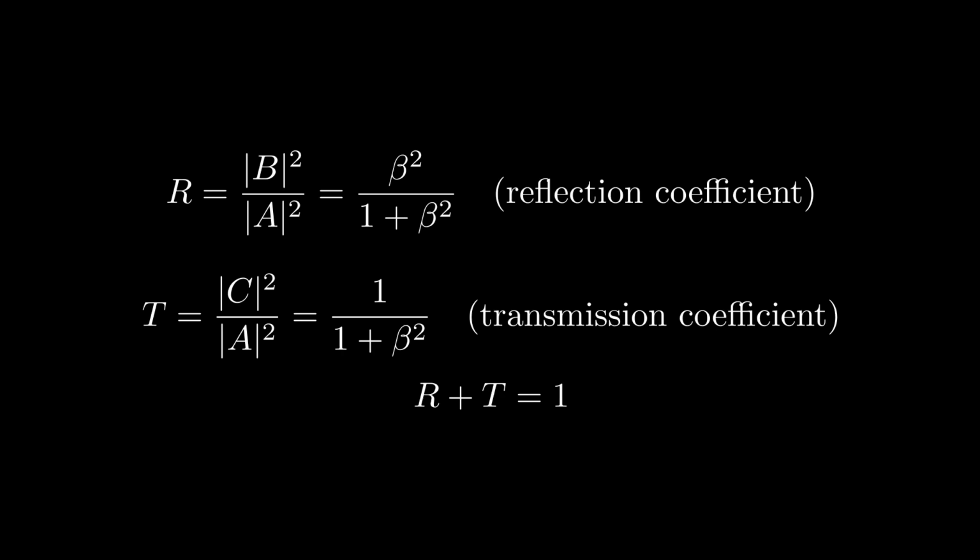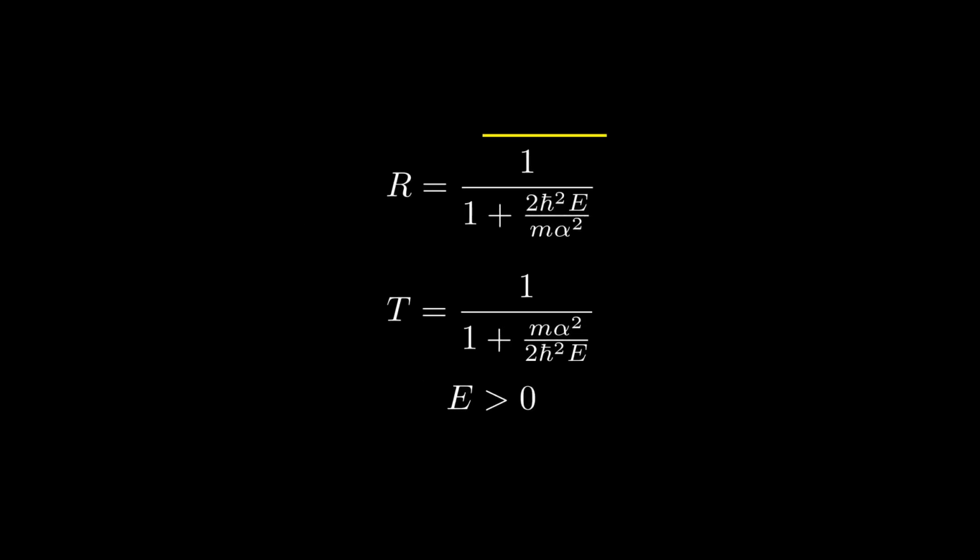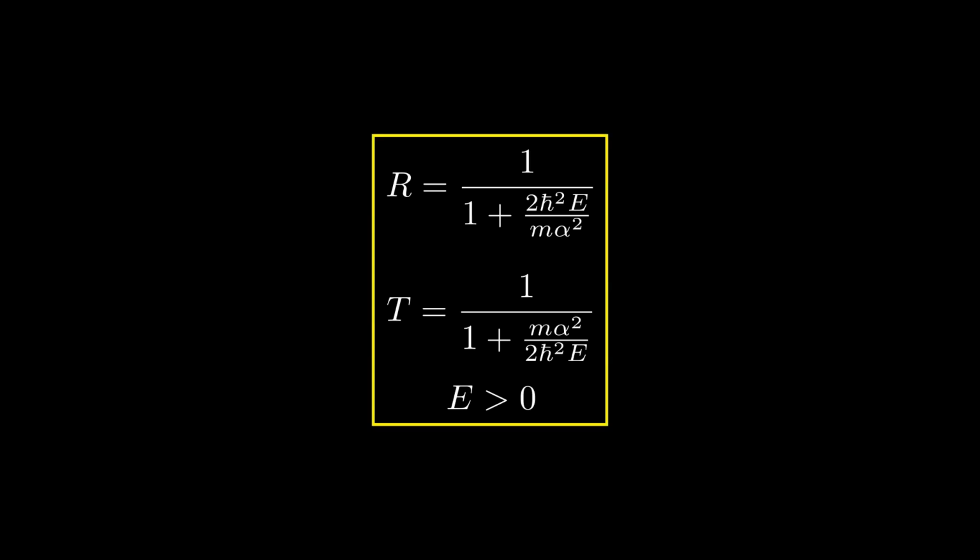As you would expect, since a particle can only either be reflected or transmitted, we have that r plus t equals 1. Substituting in the full expression for beta, we get the following expressions for r and t as functions of E. Consequently, as E increases, the probability of transmission increases, as you might expect.